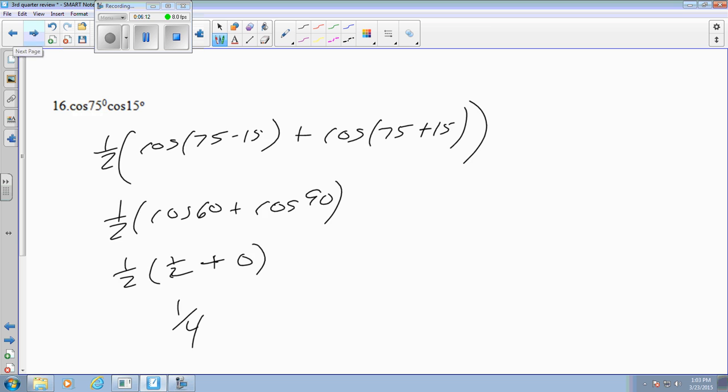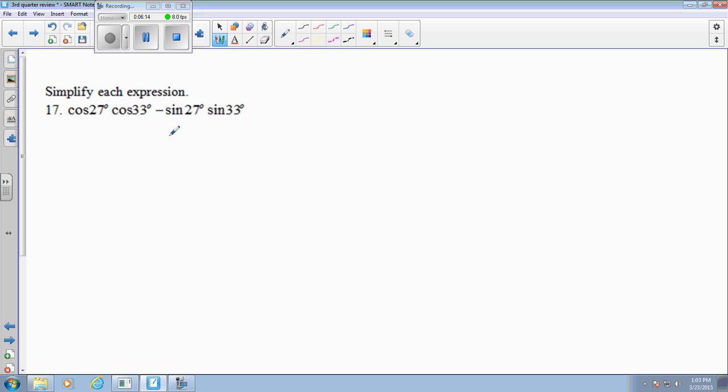Let's take a look at number 17. If I look on my sum to difference rules, this looks like the right side of a cosine expansion. So I'm going to rewrite this as cosine of 27 plus 33, which gives me cosine of 60, and I know that's 1/2.